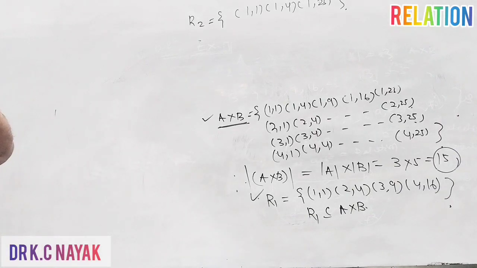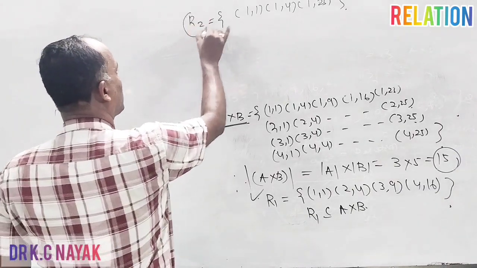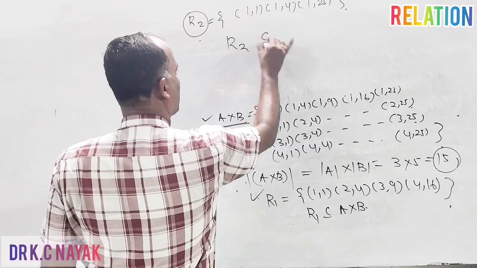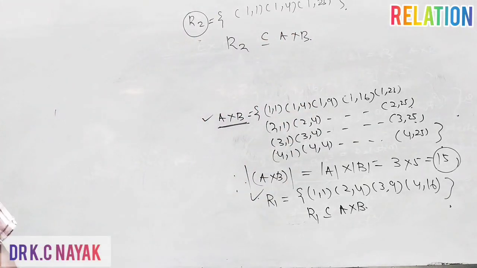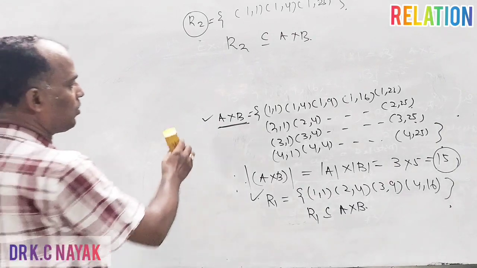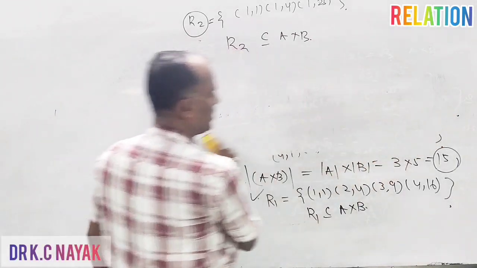That means here R2 is also a subset of A cross B. If R2 is also a subset of A cross B, you just fill it in.